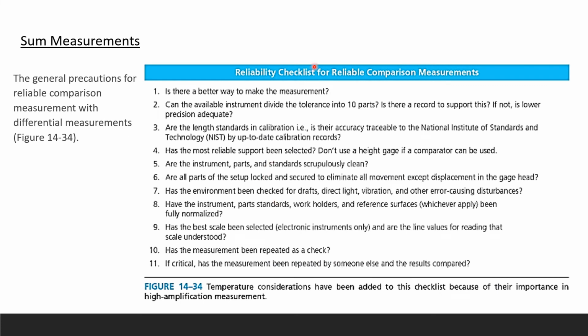Okay, so the general precautions for reliable comparison measurement with differential measurements, the very first one. So reliability checklist for reliable comparison measurement, from 1 all the way to 11, and you can read it in the handout. So we're thinking about the temperature considerations. It's been added to this checklist because of their importance in high amplification measurement.